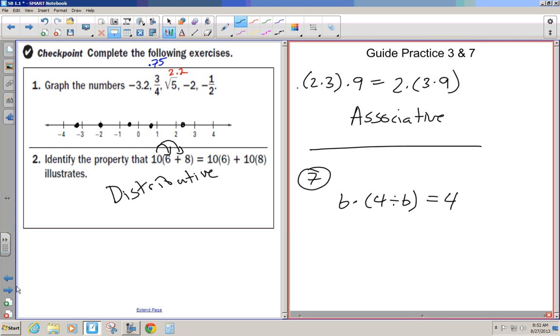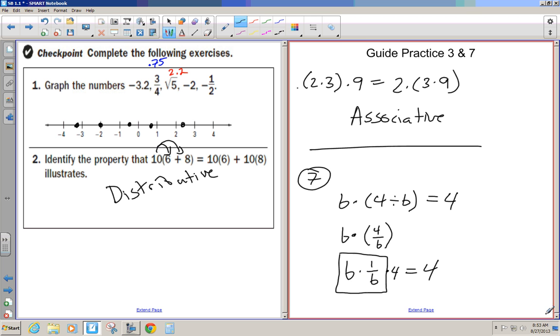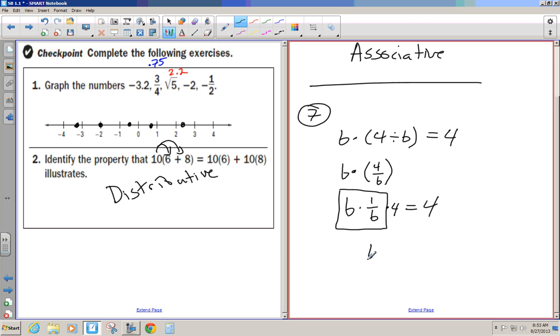So this problem shows us B times 4 over B, which can be rewritten as 1 over B times 4. So the multiplicative inverse right here tells us that this part here is equal to 1, times 4 equals 4, and so your proof is that you end up with 4 equals 4.